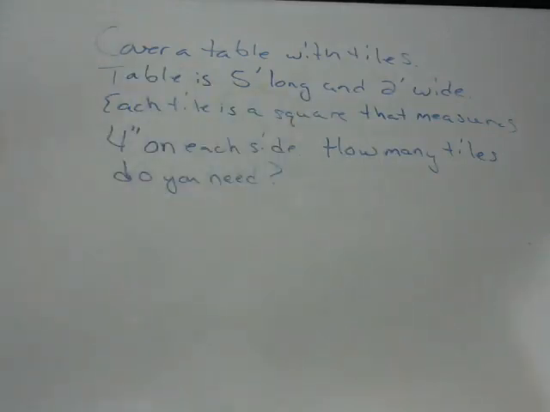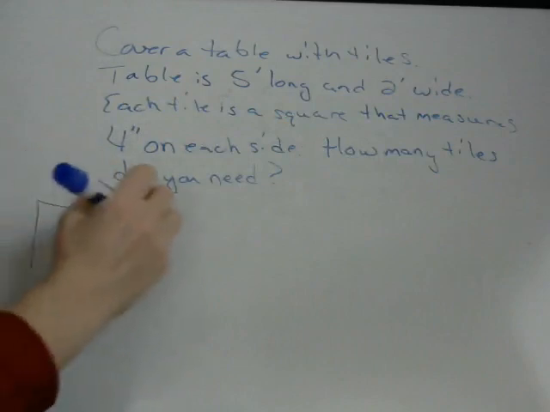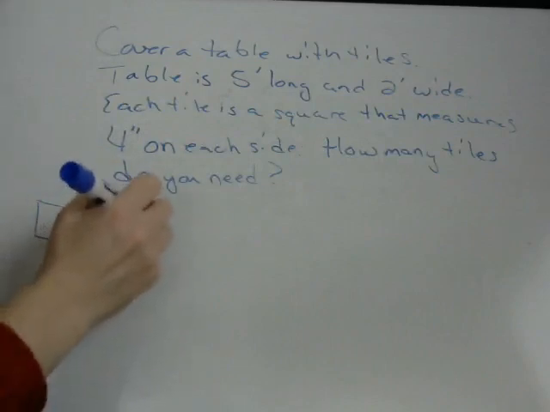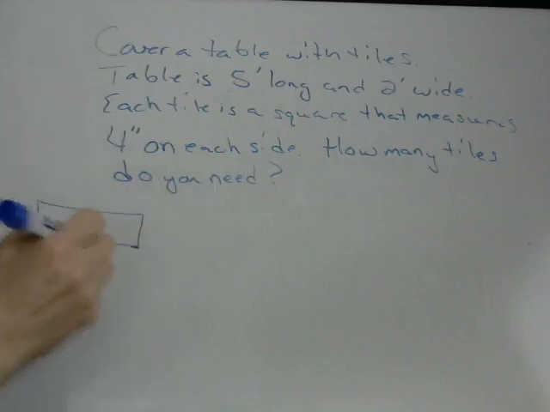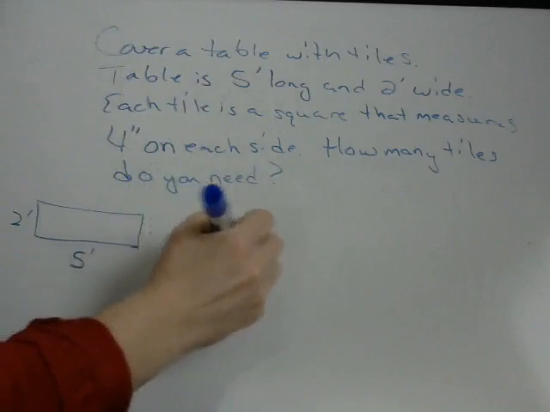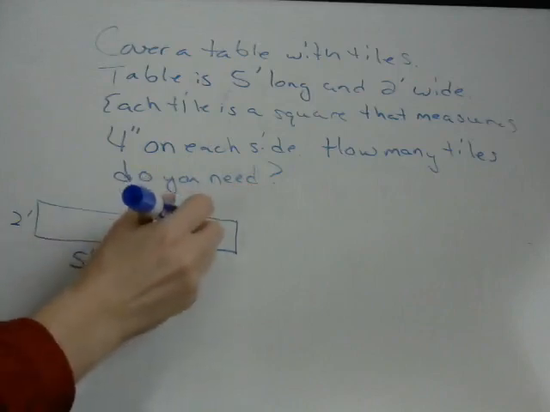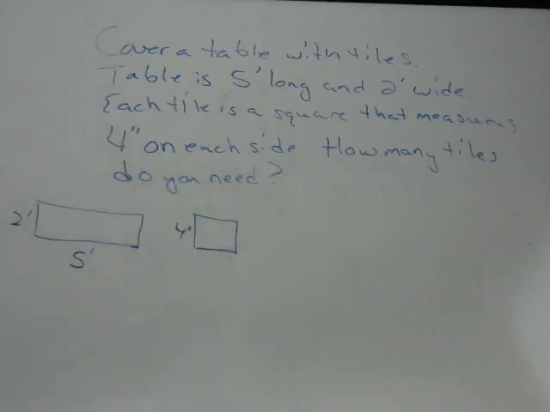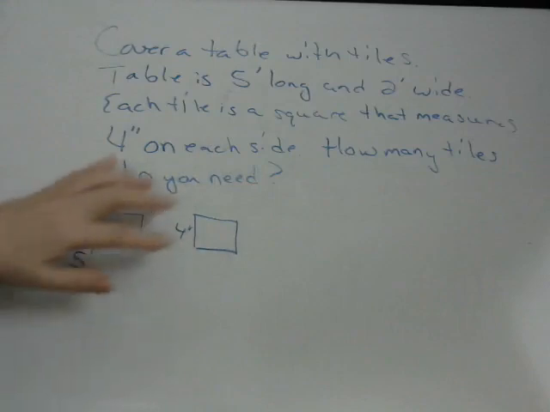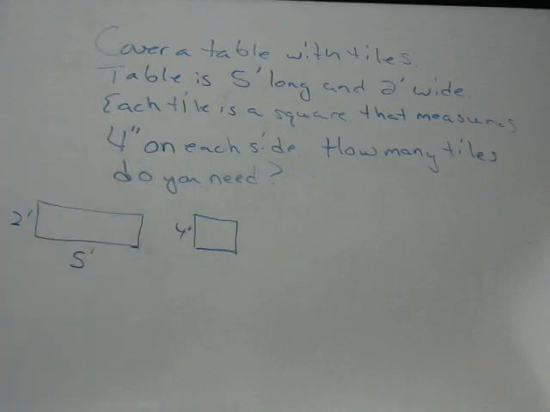So here we have a table. We want to cover it, so you should be thinking about area. And so the table is 5 feet long and 2 feet wide. And each tile we have is a square with the sides are 4 inches. So the question is, and this isn't drawn to scale obviously, how many of these tiles do we need to put over to cover this table?